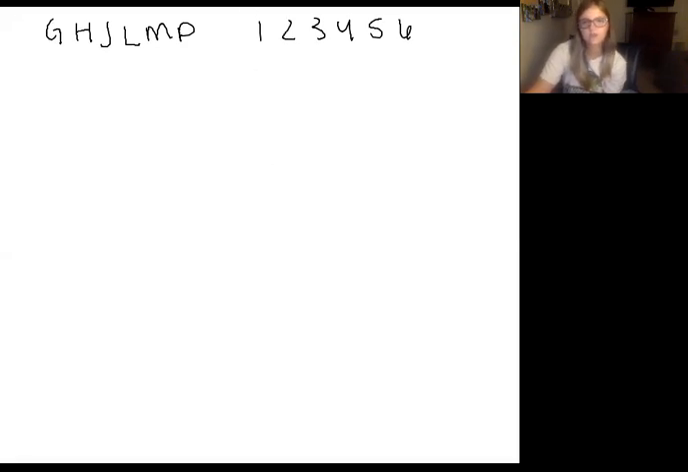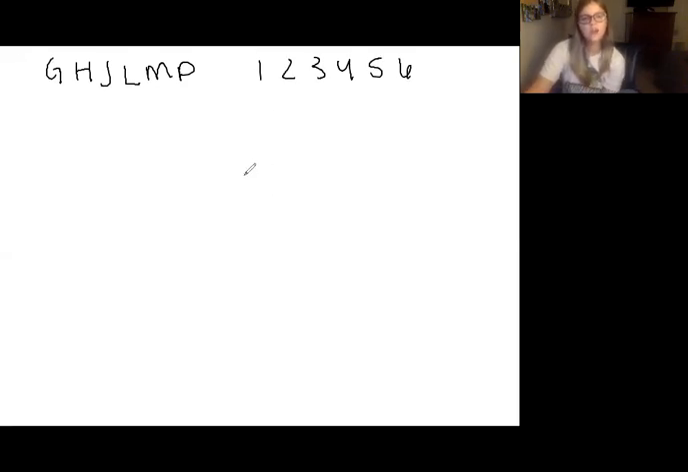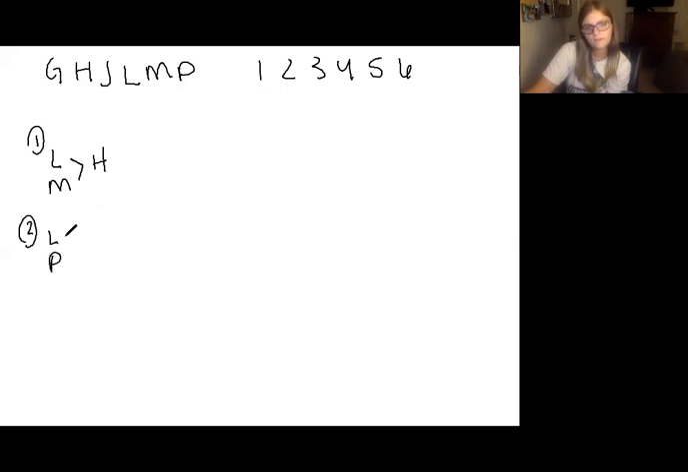Okay, so I'm going to go into the first rule, which says both L and M appear earlier than H. So for the first rule, we have L and M appearing earlier than H. Cool. Rule number 2 says L and P appear earlier than J. L, P, earlier than J. Cool. So I can actually combine these 2 rules to make it a little bit easier on us.